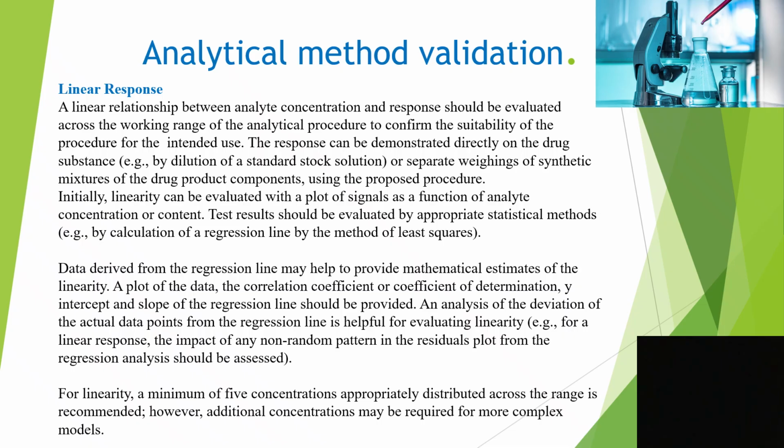So linearity needs a minimum of 5 concentrations to check the correlation between the analytes or the other chemicals, impurity level. So distribution across the range is recommended. However, additional concentrations may be required or a more complex model to evaluate the test results, because test results should be evaluated by appropriate statistical methods by the calculation mechanism, and that's why the linearity should have a minimum of 5 concentrations to check the statistical evaluation for the test results.